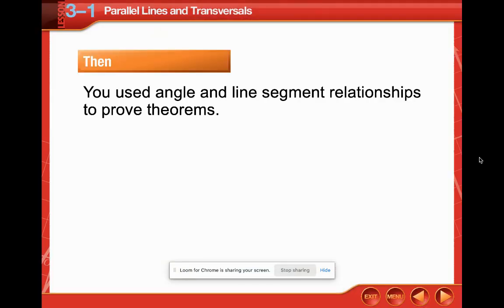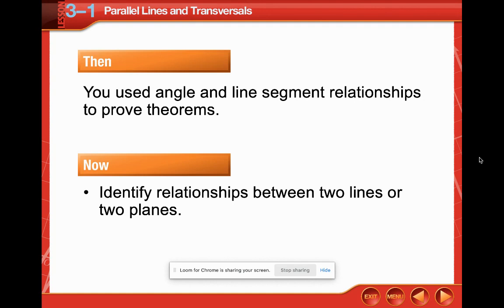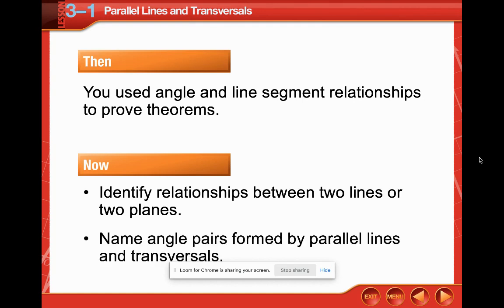All right, so we've used angle and line segment relationships to prove theorems. That's what we did with proofs and everything last time. Now we're going to identify the relationship between two lines and two planes. And we're also going to name angle pairs formed by parallel lines and transversals.